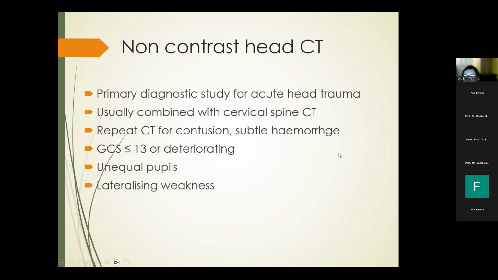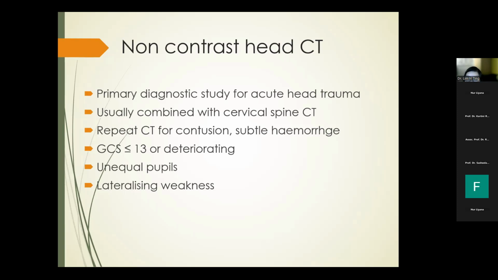So non-contrast head CT is the primary diagnostic study for acute head trauma that we use. So usually we combine it with the cervical spine CT, especially in a high impact mechanism of accident, because both the brain injury and also the cervical spine injury very often happen together. And sometimes we repeat the CT scan to look for subtle contusion or even intracranial hemorrhage as well.